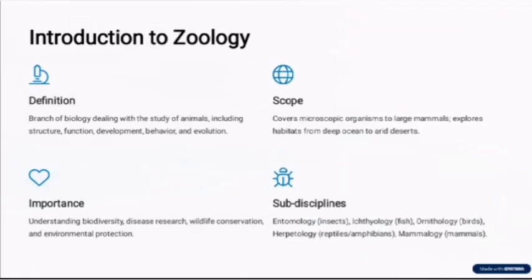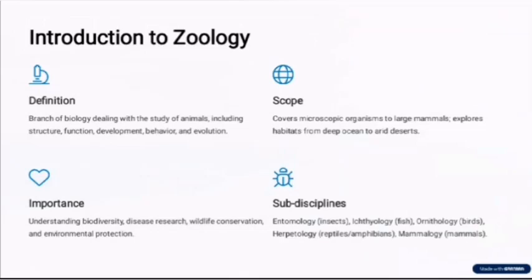All right. So, introduction to zoology. Zoology is a branch of biology that deals with the study of animals, including structure, function, development, behavior, and evolution. Importance: understanding biodiversity, disease research, wildlife conservation, environment protection. Scope: it covers microscopic organisms to large mammals, explores habitats from deep ocean to arid deserts, and then sub-disciplines.